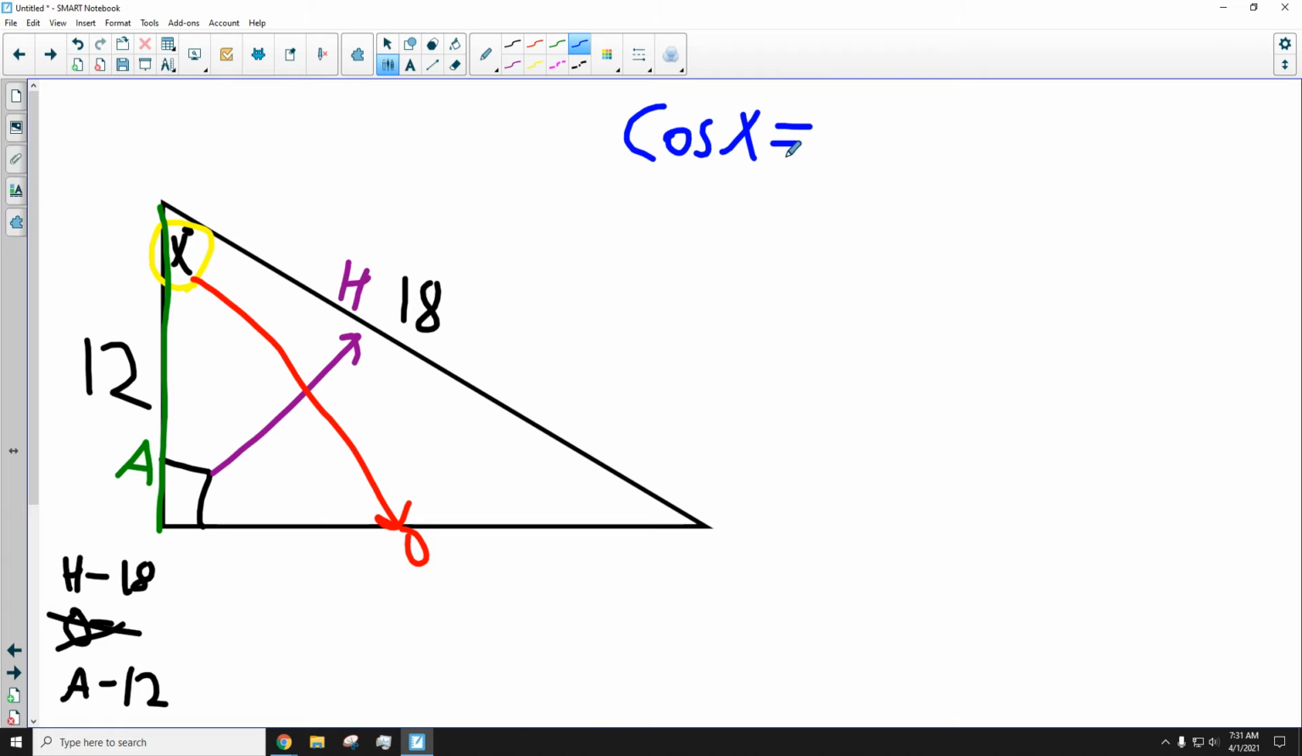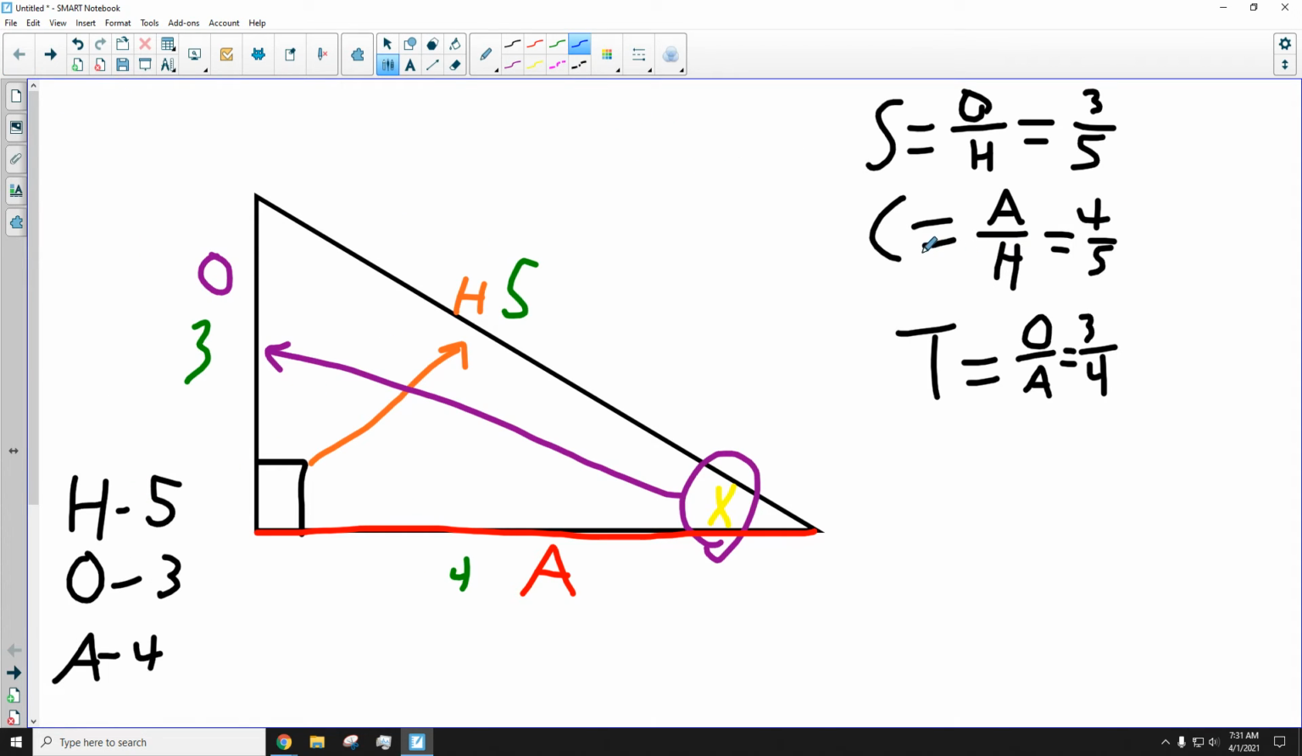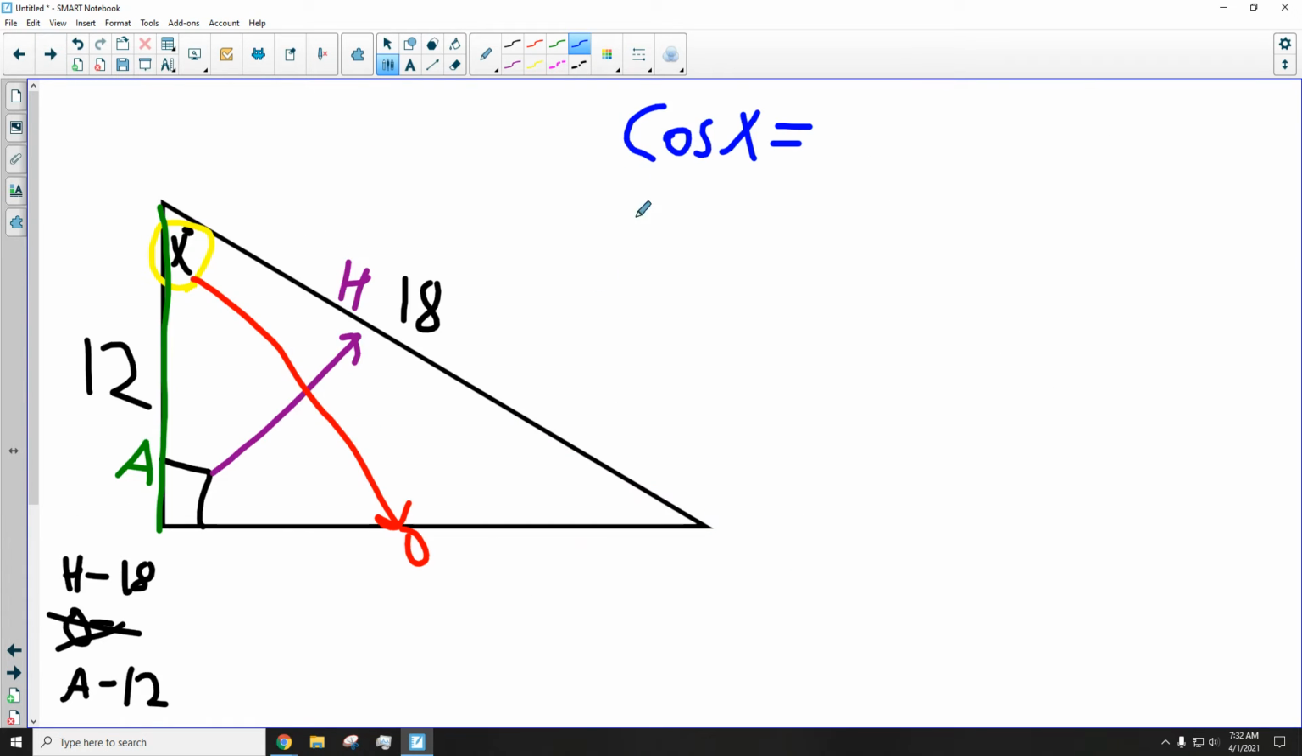Then to set up the sides, what I need to do is look at the cosine function. Cosine is equal to adjacent over hypotenuse, which means I need my adjacent side first, so 12 over 18. And then I'm set up, good to go. Now, the nice thing about solving for angles is it's really, really easy, okay?